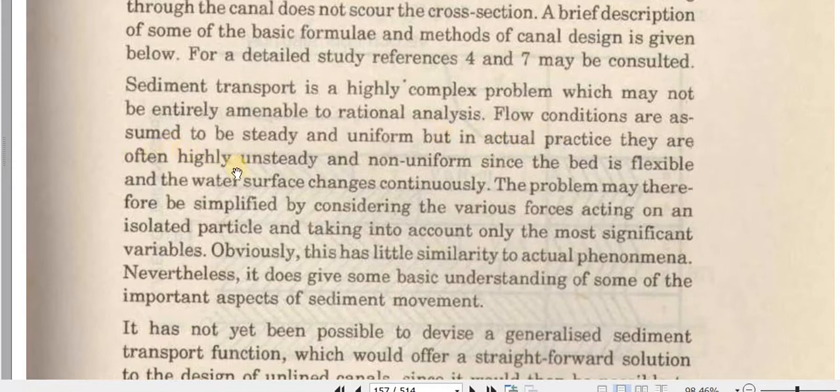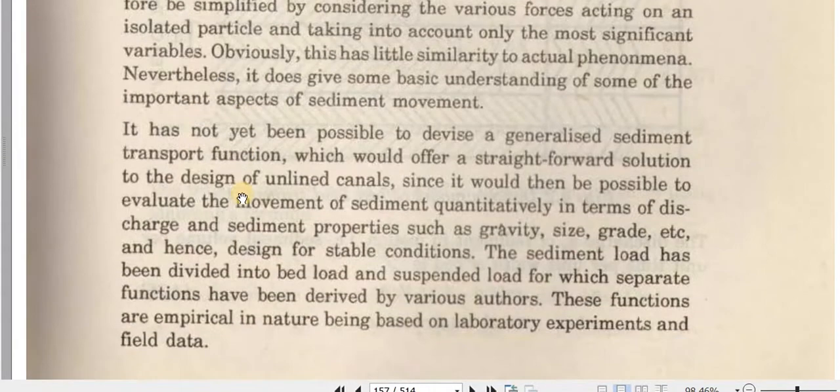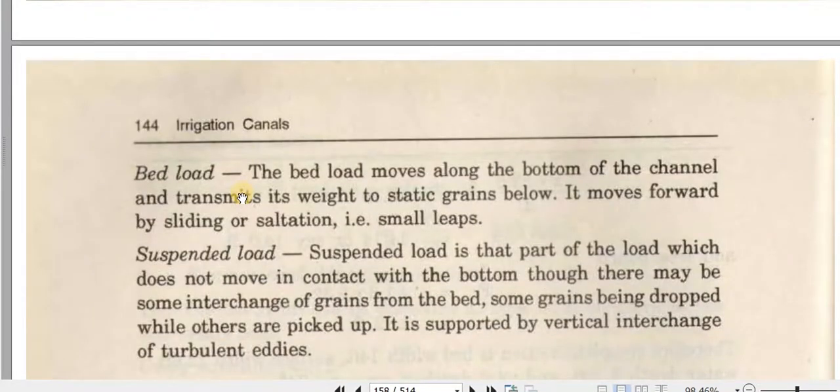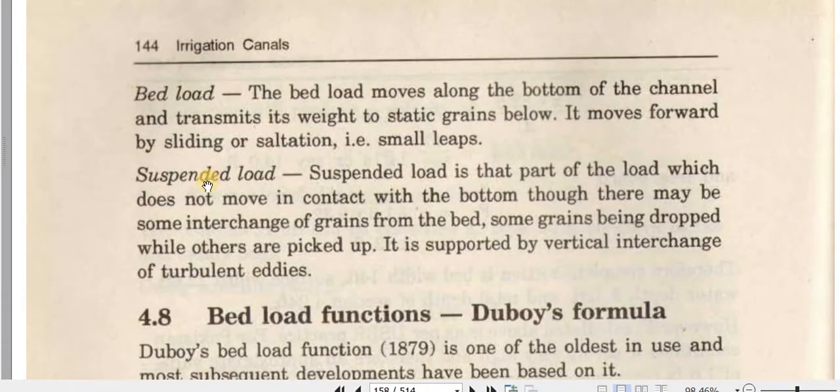Flow conditions are assumed to be steady and uniform, but actually that is not possible. Flow is always non-uniform and unsteady. Sediment transport is basically focused on bed load and suspended load. The bed load moves along the bottom of the channel and transmits its weight to static grains below. It moves forward by sliding, saltation, or jumping. Suspended load is the part of the load which does not move in contact with the bottom. There may be some interchange of grains, like some particles may be lifted up and some may be dropped back to the bed.